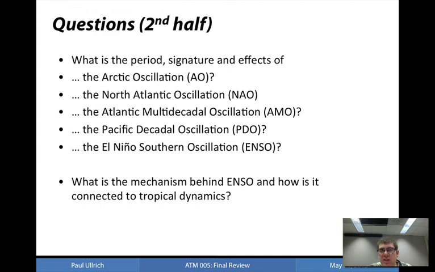The main mechanism behind ENSO I described earlier, and it is strongly connected with tropical dynamics and in particular the Walker circulation. I refer you back to those slides. If you have any questions, again, please email me, and I'll be happy to answer your questions as rapidly as possible.